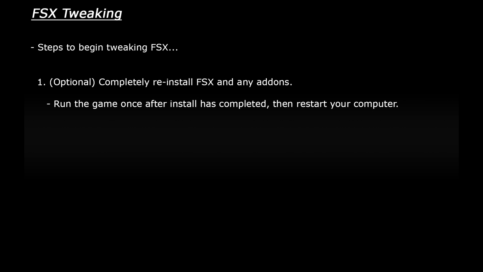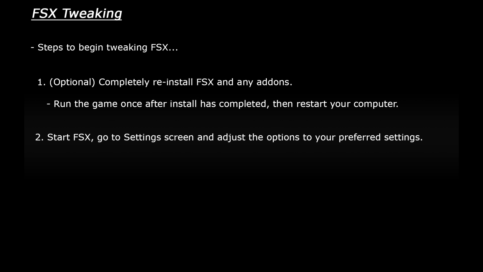Once you're back up and running, jump into the simulator and then jump into the settings screen and start to adjust things to your preferred settings. Once you've done that on all five tabs, I'd recommend jumping into a plane and starting a flight at a big city airport. I personally use London Heathrow when I'm setting up my sim.